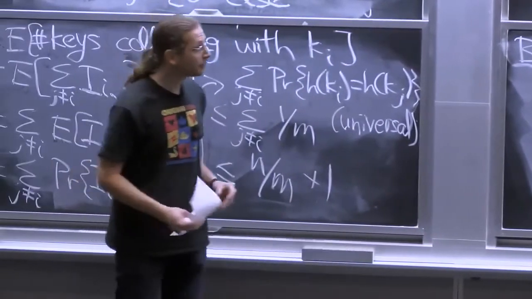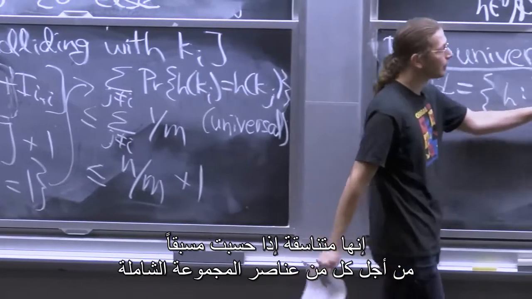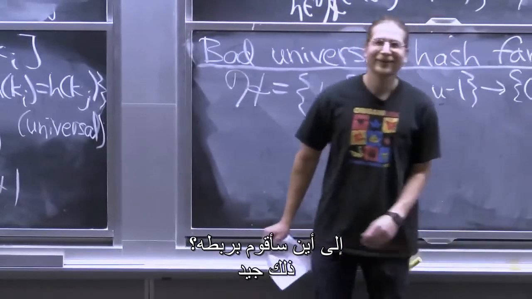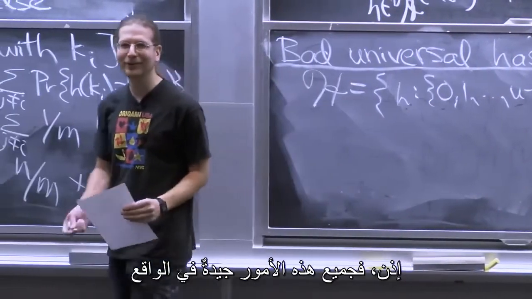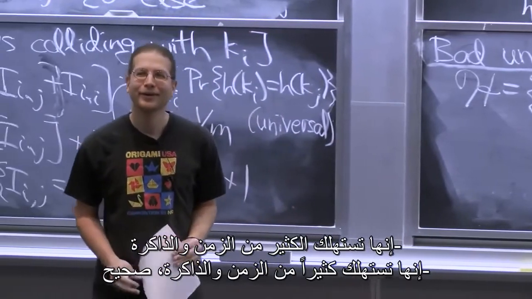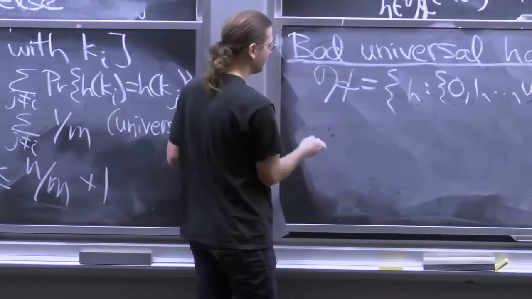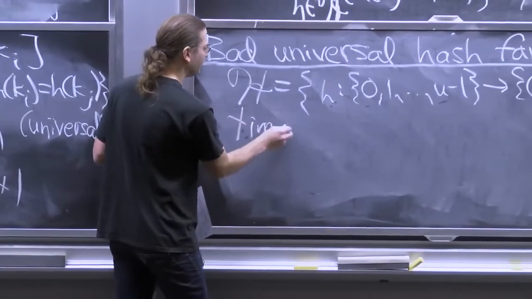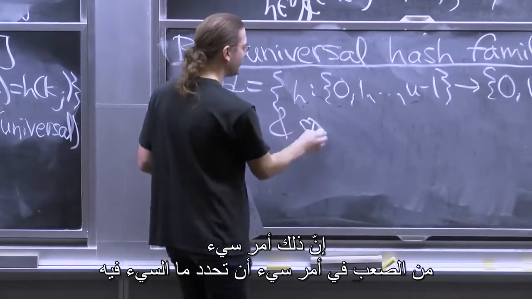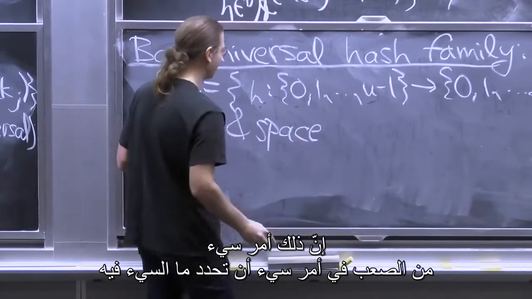Not consistent? It is consistent. If I pre-compute for every universe item where to map it, that's good. So all these things are actually okay. It takes too much time and space. Yeah, that's the bad thing. It's hard to isolate what is so bad about it.